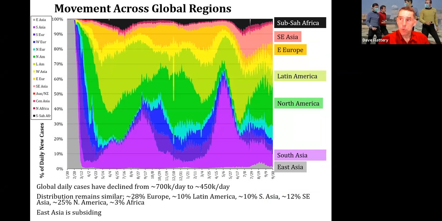How things have changed regionally is not really a whole lot. There's been a little bit of shifting as the cases have come down, as I mentioned, from about 700,000 to about 450,000 a day. You can see Eastern Europe is growing a little bit. North America is pretty steady. Western, Southern, and Northern Europe have gone down a little bit. East Asia is subsiding a little bit. South Asia is slowly subsiding a little bit. And Southeast Asia is also subsiding a little bit.